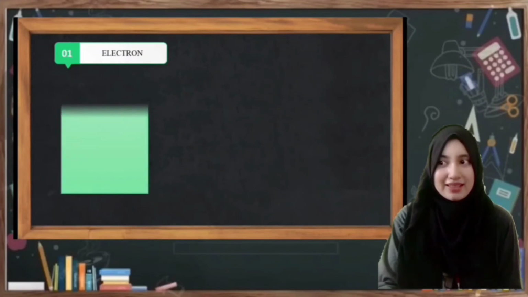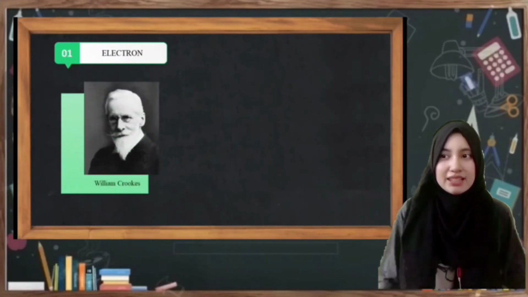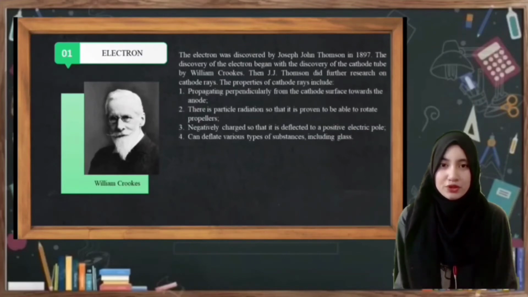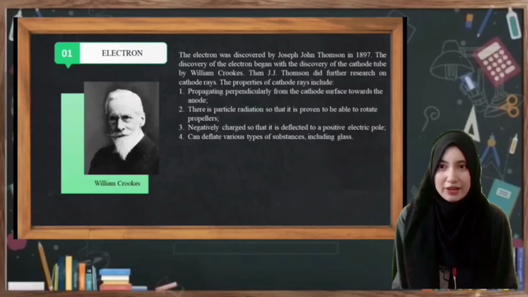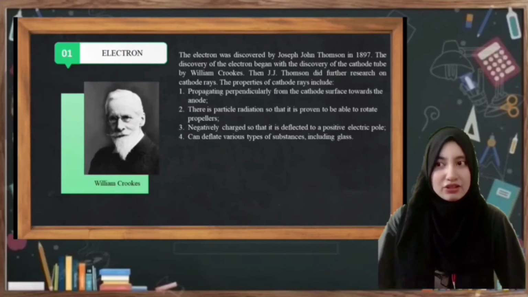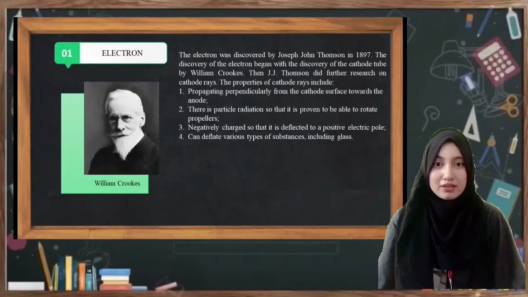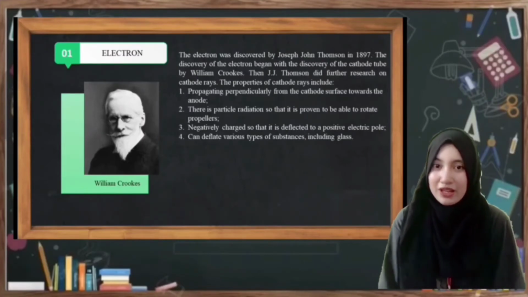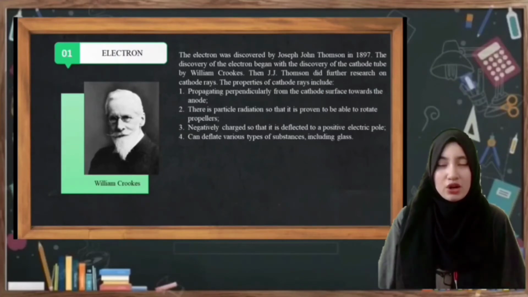So what is it? This is the case of William Crookes. The electron was discovered by John Thomson, or J.J. Thomson, in 1897. The discovery of the electron began with the discovery of the cathode tube by William Crookes, whose face you can see on the slide. Then J.J. Thomson did further research on cathode rays.